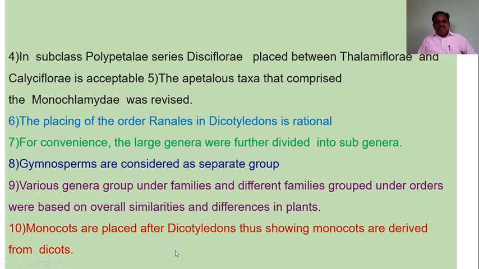So these are the different characters of this system, and these characters are based on similarities and differences in the plants. Then one more thing, monocots are placed after dicotyledons, thus showing monocots are derived from the dicots. It indicates that the monocots are advanced, next to the dicotyledons.